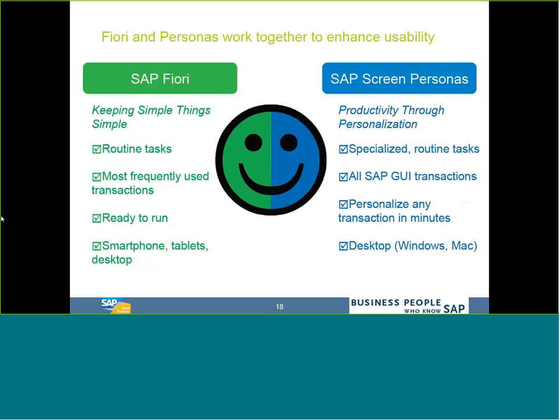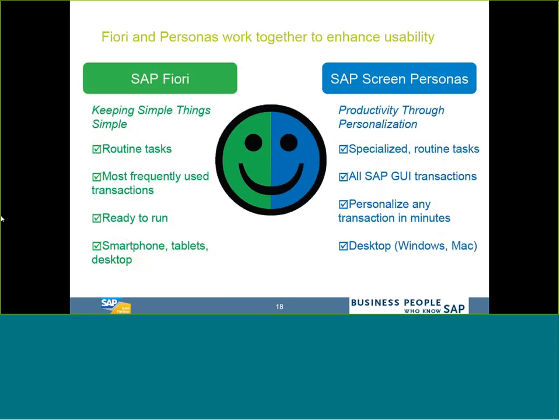So just one last slide on this, and we get this a lot. It's when Fiori, when Personas, because ultimately they're just tools to execute a bigger strategy of mobility or user experience. So Fiori is keep the simple things simple. It's routine tasks. It's that renew phase where it's commonly used things that all customers do. They're ready to run out of the box. You can do some customization, and they work on smartphones, tablets, desktop. It's the same experience across all.